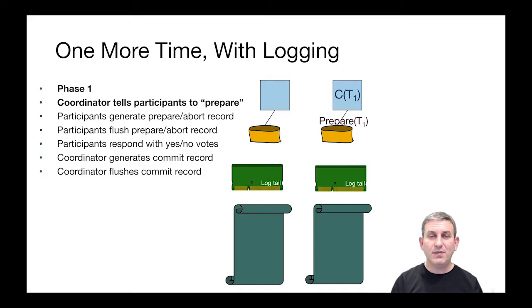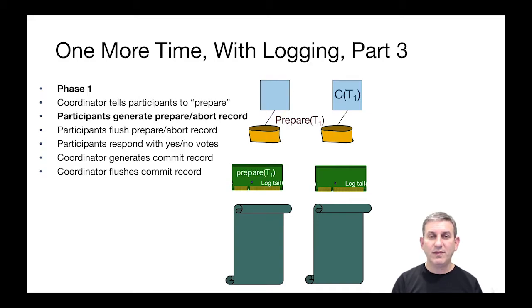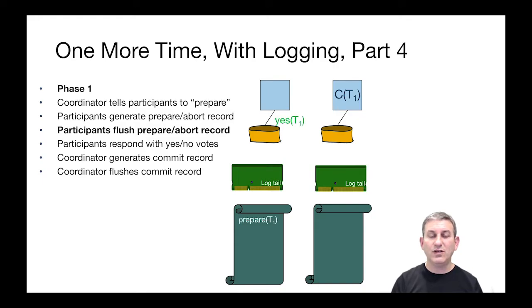So on the right-hand side of this picture, we have a coordinator, and on the left-hand side, we have a single participant. In phase one, the coordinator is going to tell the participants to prepare, so it sends that prepare message. The participants, when they receive the prepare message, are going to generate a log record of whether they're prepared to commit or whether they're going to abort. In this case, we're going to say we prepare to commit. And then after flushing that log record to the log device, the participant can respond with a yes/no vote.